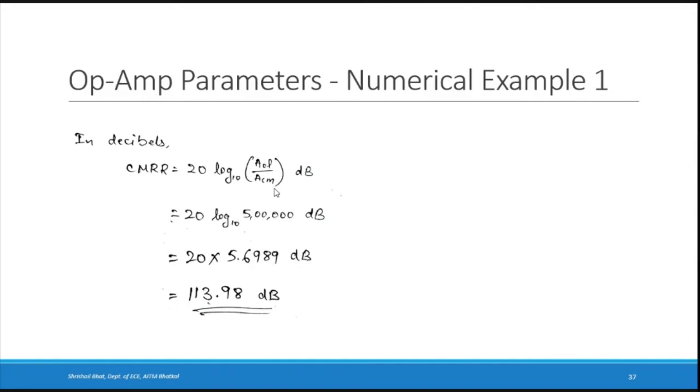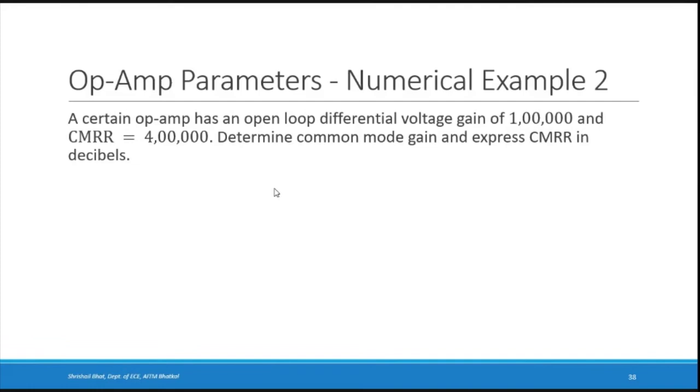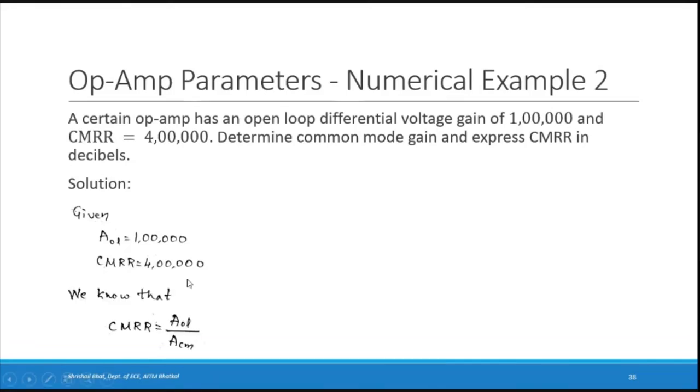Then there is another problem in the example. It is given that a certain op-amp has an open loop differential gain of 1 lakh, and CMRR is 4 lakh. Determine the common mode gain and express CMRR in decibels. So open loop gain is given as 1 lakh and CMRR as 4 lakh. You are asked to find the common mode gain. What is the relation between CMRR, common mode gain and open loop gain? CMRR is AOL by ACM.